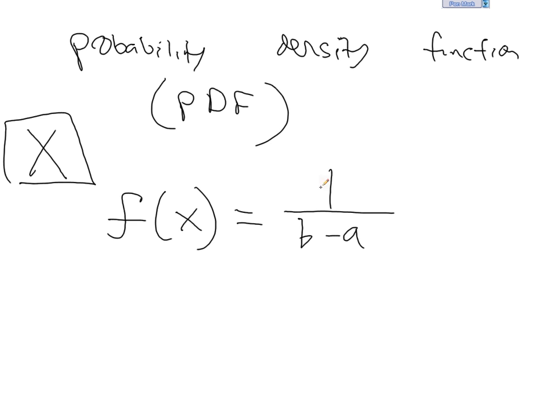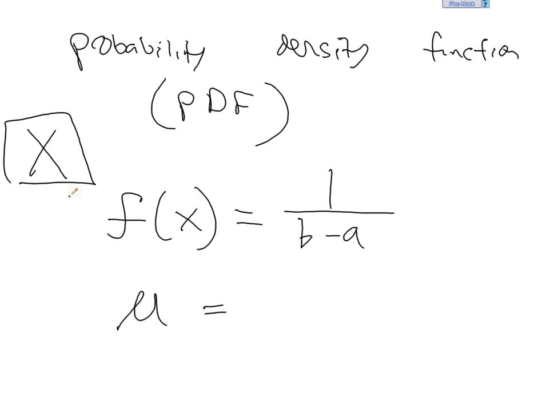So in other words, what you're doing is you're breaking up the whole into B minus A components. In other words, if this interval is 10 units long, then you want each 1 unit interval to be 1 over 10. So this just allows us to come up with a function for it and be able to plot it.